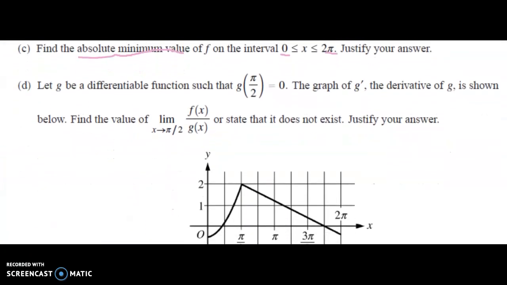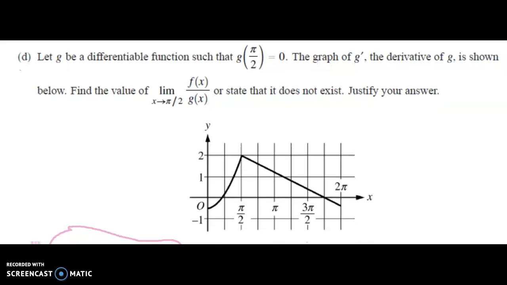And then let's look at letter D. In letter D, we have a new function g, and g is differentiable. We know that if g is differentiable, that guarantees that g is continuous. I'm writing with a mouse. I'm getting better at that, actually. Okay, so remember that may be important in this problem. The graph of g prime is given below. So what we have here is g prime.